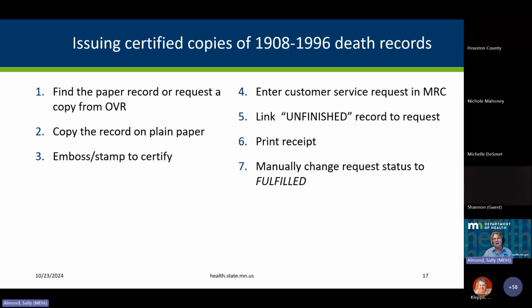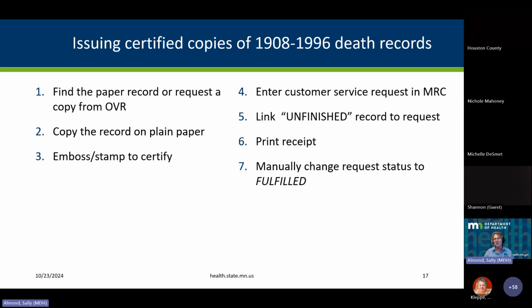When issuing one of these records, the first thing you need is the record itself or an image of the record. Print or copy that record on plain paper and emboss it to certify it for the customer, but don't forget to enter the request in MRNC. And because you aren't issuing that certified copy electronically, you do have to manually change the request status to fulfilled when you're done.